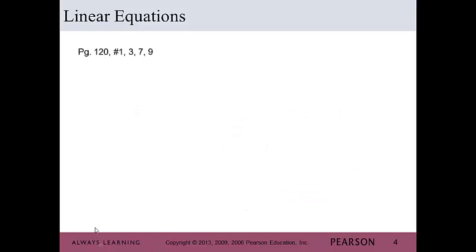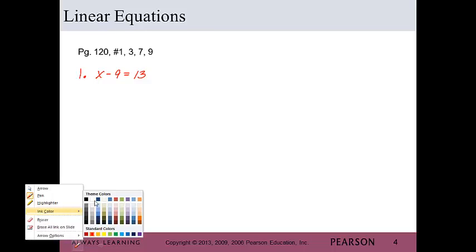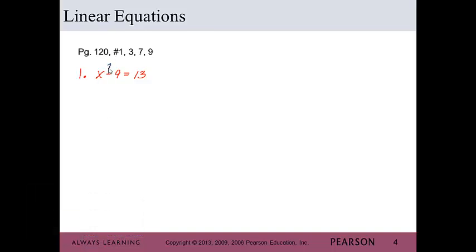Now let's go in our books to page 120, and we're going to look at numbers 1, 3, 7, and 9. The instructions say identify the linear equations in one variable. Number 1 has x minus 9 equals 13. Well, notice that the exponent on your variable x is invisible, so we assume it's 1. Therefore, this is linear. It follows the form ax plus b equals c.